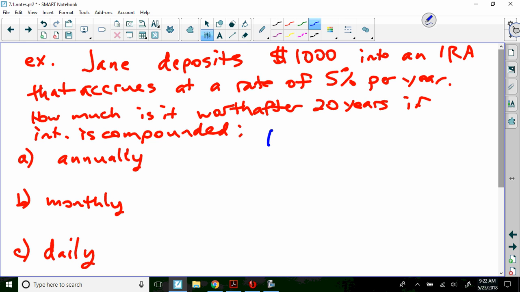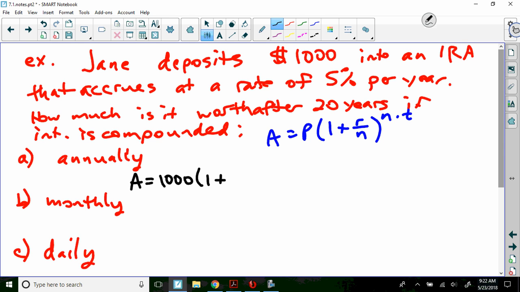So the formula is A equals P times (1 plus R divided by N) to the N times T power. For part A, we're going to go ahead and say that A is equal to our principal, our initial investment amount, 1,000, times the quantity 1 plus R. So what's that?